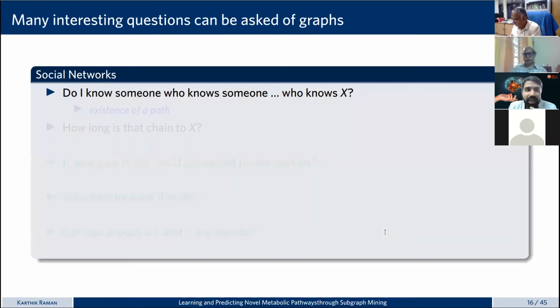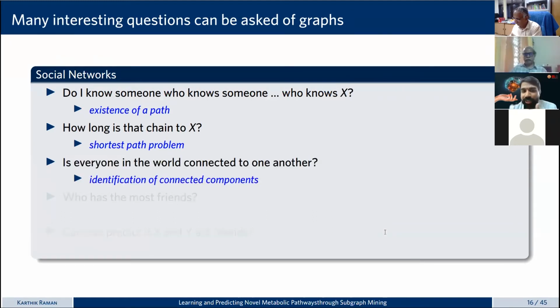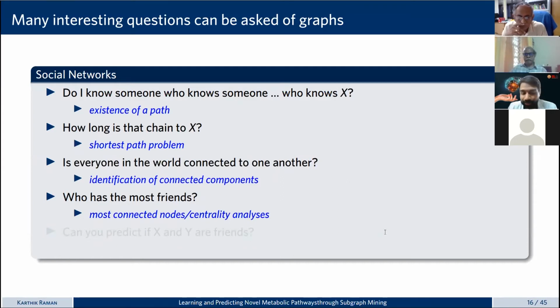So why graphs? Because there are many questions that graphs can answer, and you'll be surprised to know that these questions were originally asked a lot by social scientists. For example, do I know someone who knows X, the existence of a path? So how long is the chain to X? That's the shortest path problem. Is everyone in the world connected to each other? You may have seen the six degrees of separation and some interesting plays of that sort. Who has the most number of friends? Who's the most influential? In fact, you'll be surprised to see the applications this has.